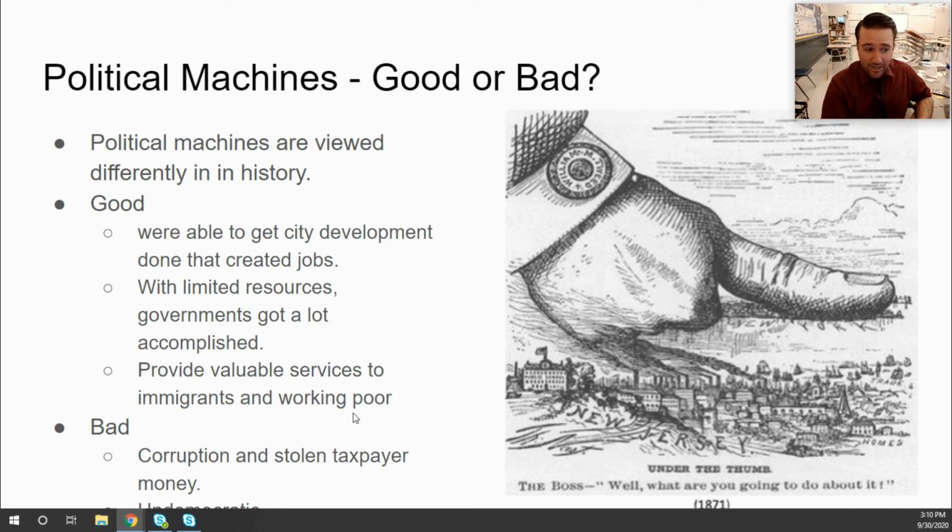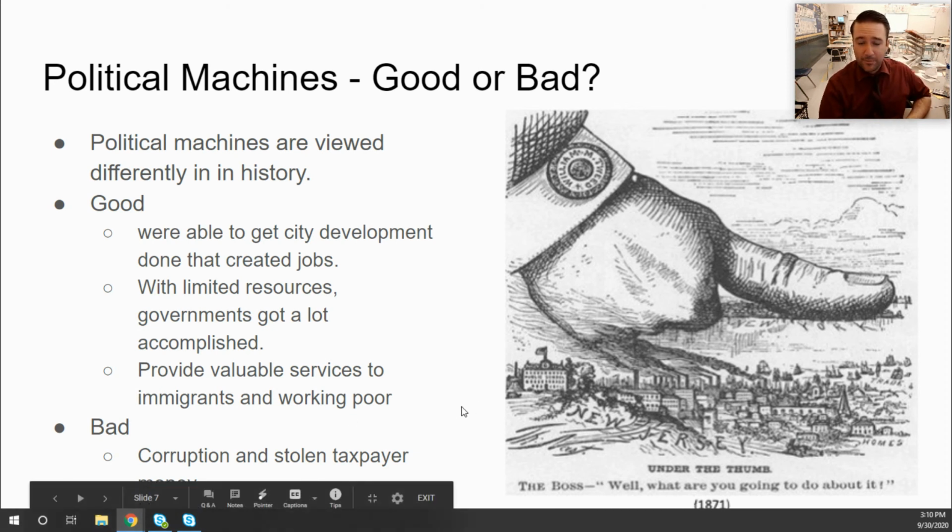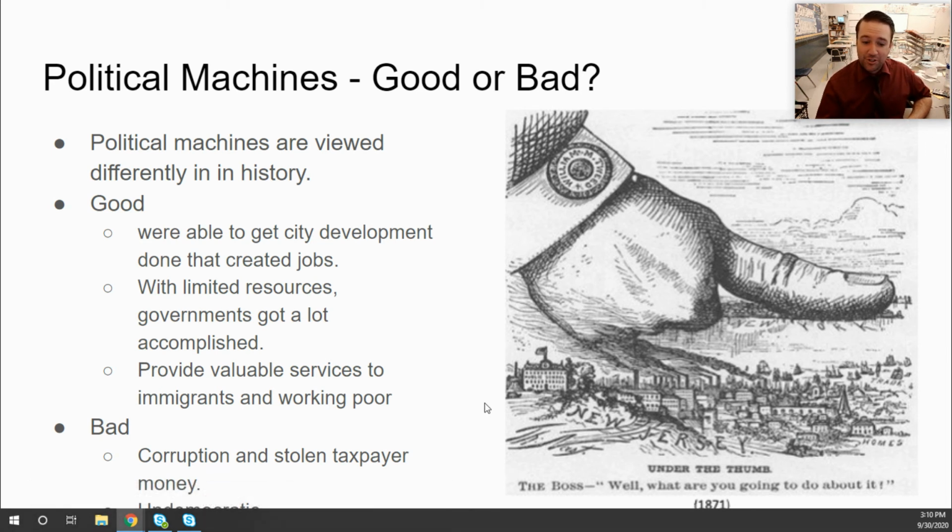And so there's that good side, and then there's the bad side. It's extraordinarily corrupt: bribery, taking stolen taxpayer money, and these kickbacks and such. And it's extremely undemocratic when they're encouraging voter fraud, and they're encouraging people to rig the system so that they continue to stay in power regardless of what happens. That is something that we must look at and say, was this something that was good or bad overall?